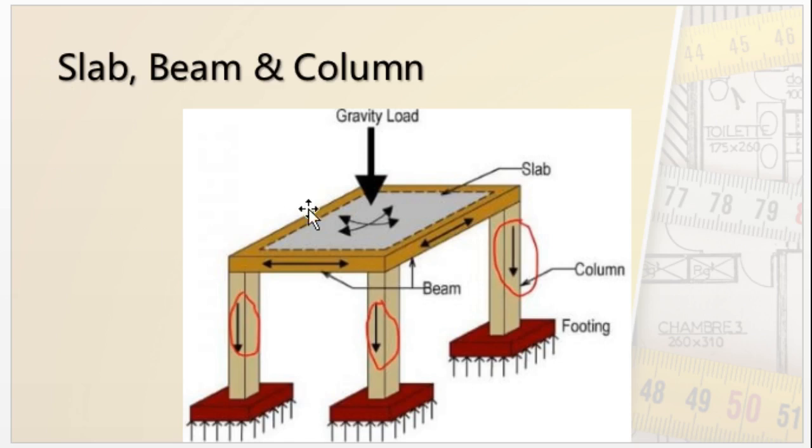So the beams are the horizontal components. The slab is the area where we use the floor area, and the columns are the vertical members of any structure. We know this is the column.